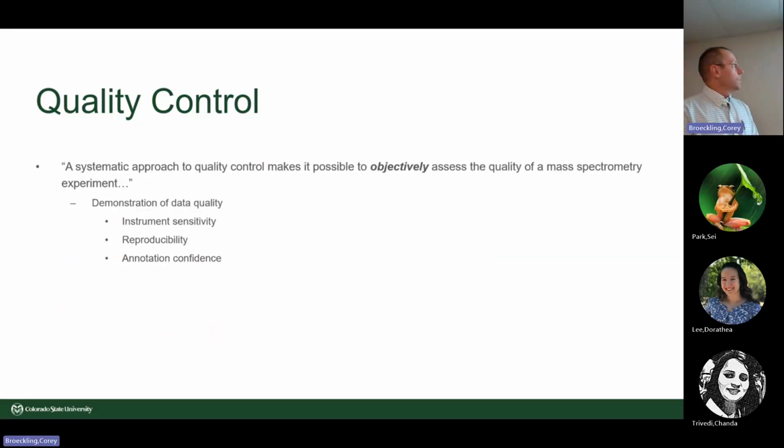Quality control is defined as a systematic approach which makes it possible to objectively assess the quality of a mass spectrometry experiment. And I highlight objectively because you are trying to come up with a way to convince the world that your data is of high quality. That's what quality control should enable.